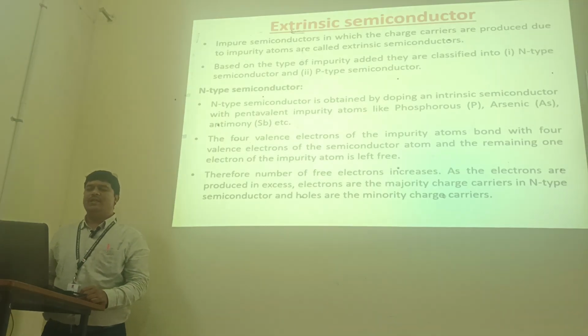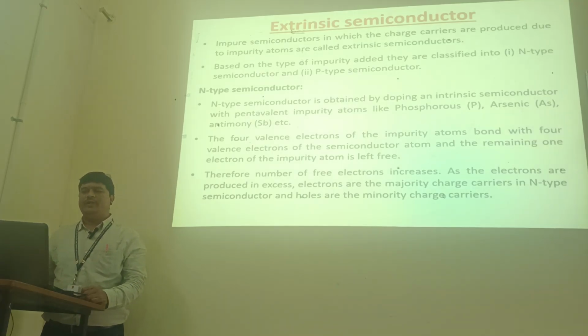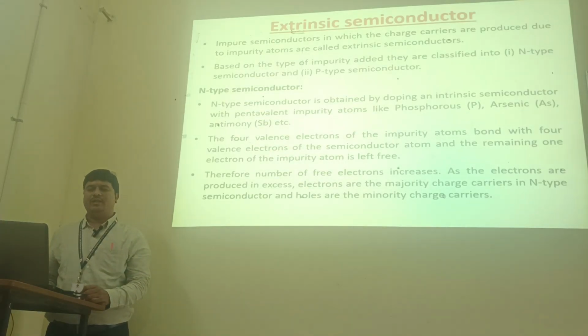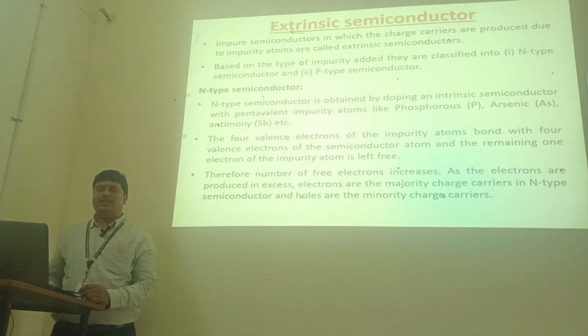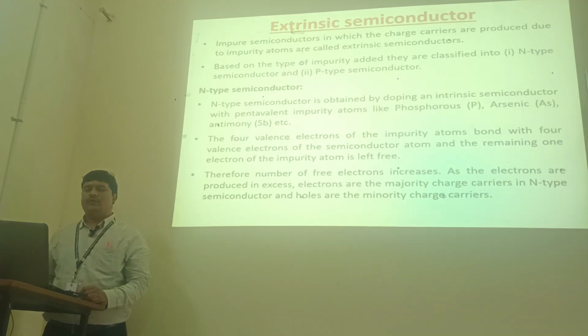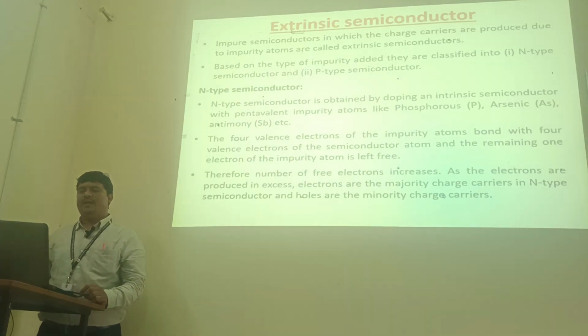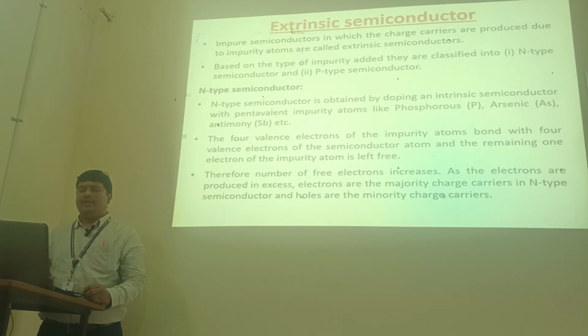Extrinsic semiconductor: impurity semiconductor materials are known as extrinsic semiconductor materials. Based on the type of impurities, there are two types: N-type semiconductor material and P-type semiconductor material. N-type semiconductor material is obtained by doping an intrinsic semiconductor material with pentavalent impurity atoms like phosphorus, arsenic, and antimony. Four valence electrons of the impurity atom bond with the four valence electrons of the silicon atoms, and the remaining one electron of the impurity atom is left free.